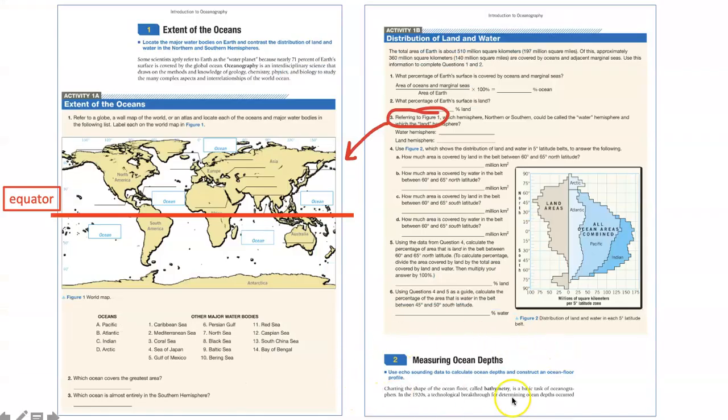The very bottom of this page moves on to activity 2, measuring ocean depths. And there's a term here called bathymetry. Bathymetry is the depth below sea level that the ocean floor is at. So on land, we have something called topography, and that is your height above sea level.